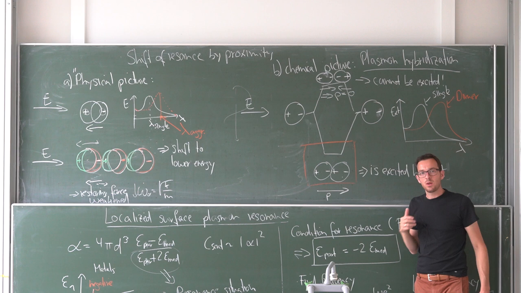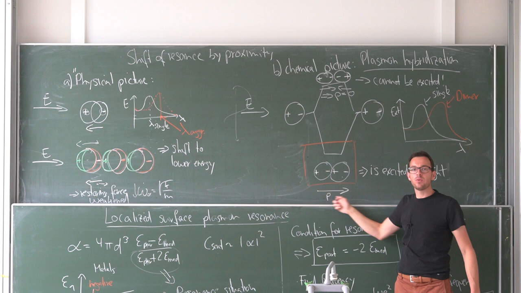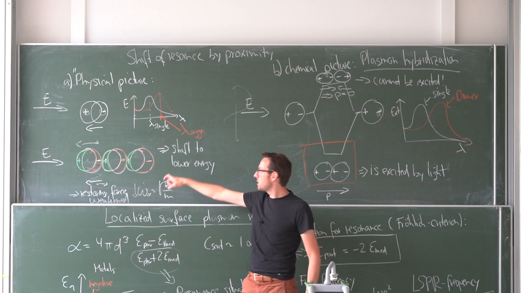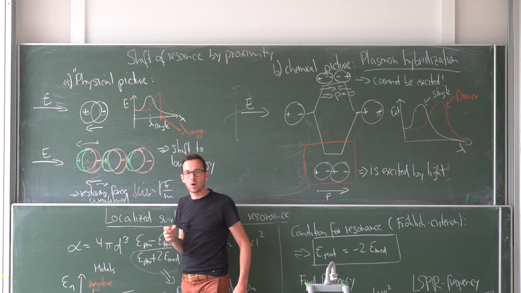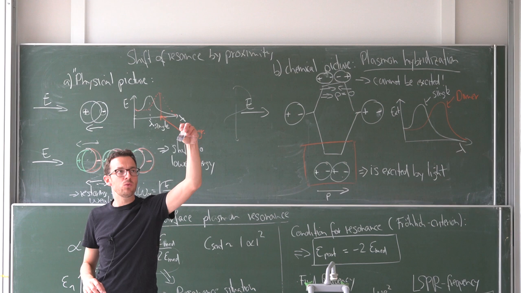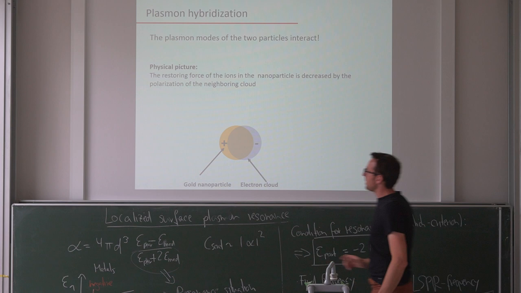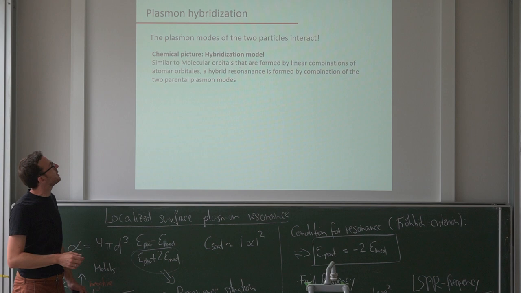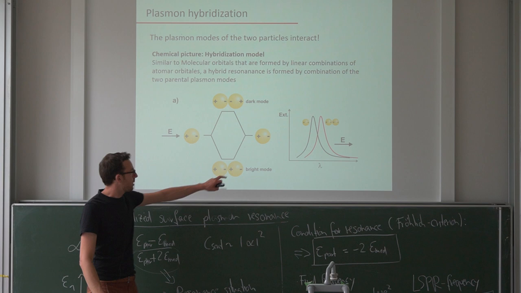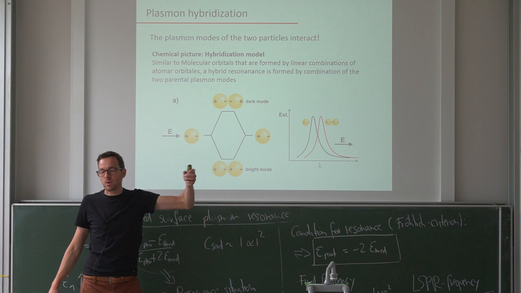So both models yield qualitatively exactly the same explanation. In the chemical picture, we only excite the binding molecular orbital, so the lower energy mode. In the physical picture, we weaken the resonance frequencies by an additional electrostatic attraction of other surrounding particles. So this is why we get this shift from red to blue color. So again you see the physical picture with this partial compensation, and the chemical picture with these two different possible excitations. Whatever can be excited is known as a bright mode when it has a dipole moment. Whatever cannot be excited because it doesn't have a dipole or a complete dipole is known as a dark mode.